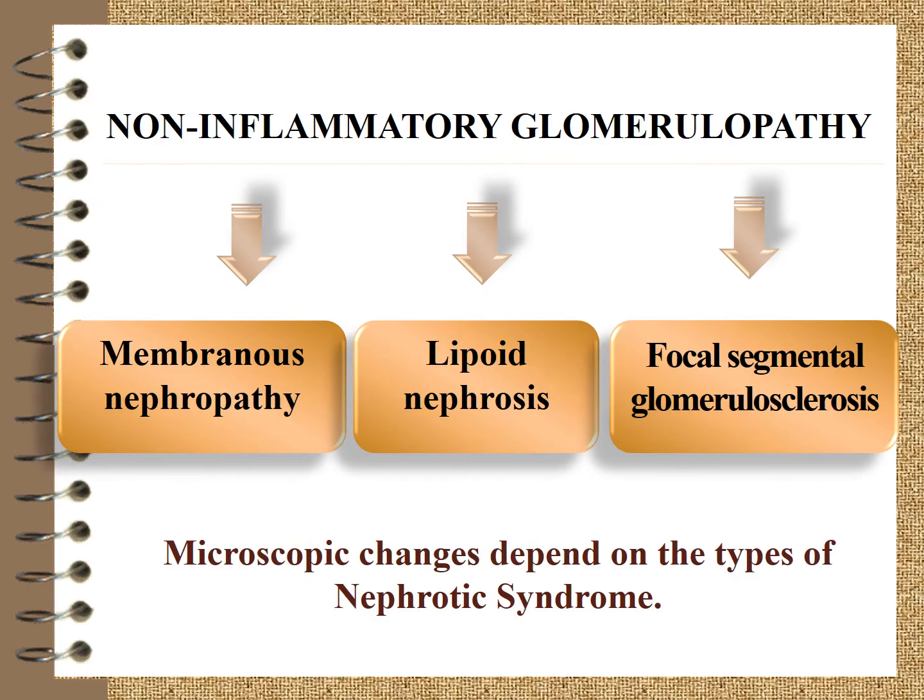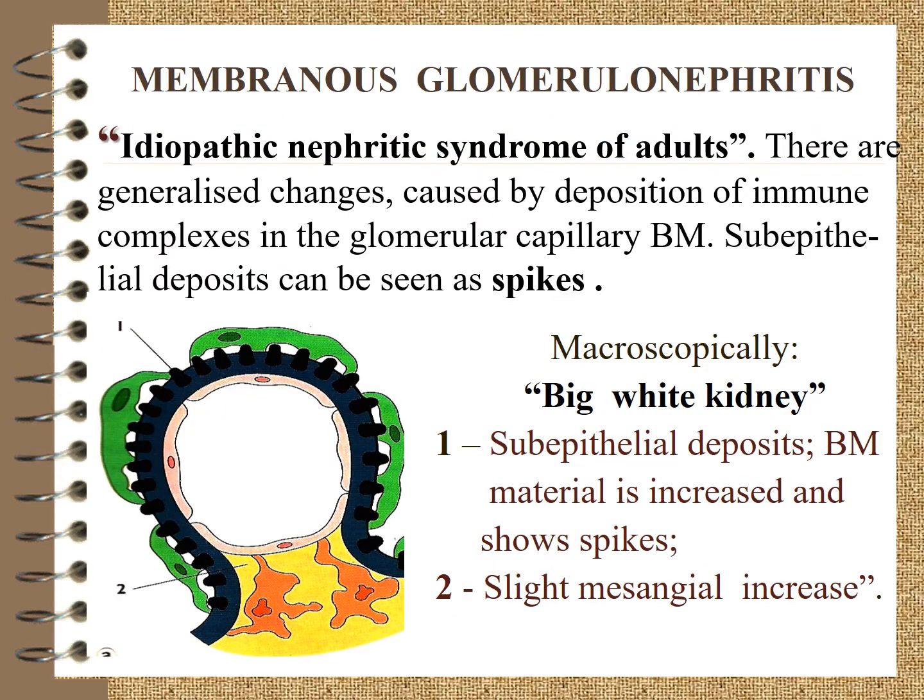Non-inflammatory glomerulopathy. Pathogenesis of these disorders is not based on inflammatory change. These are manifested in the following forms: lipoid nephrosis, membranous nephropathy, and focal segmental glomerulosclerosis. Microscopic changes depend on the types of nephrotic syndrome. Membranous nephropathy, idiopathic nephrotic syndrome of adults.